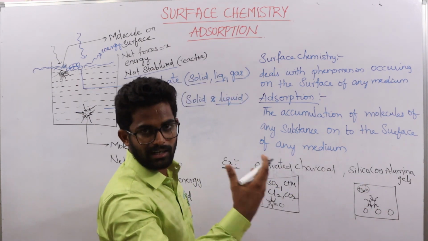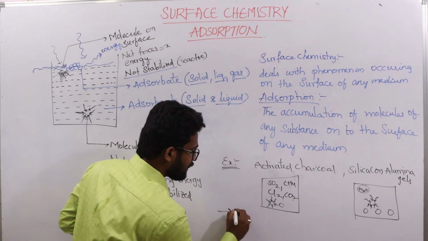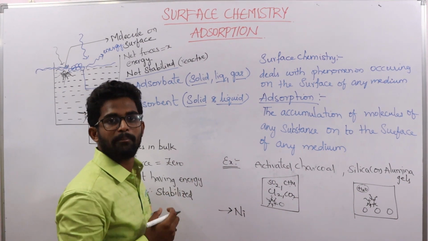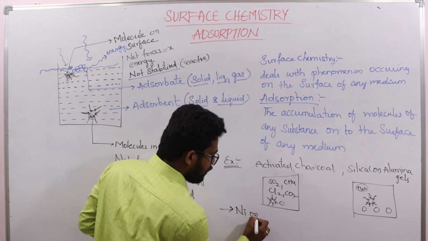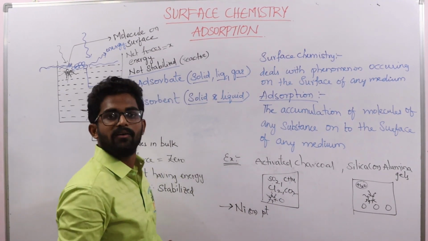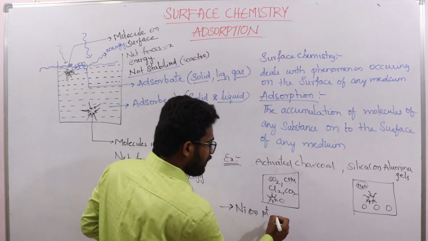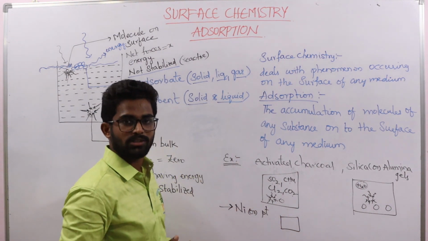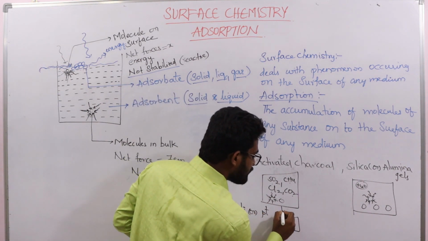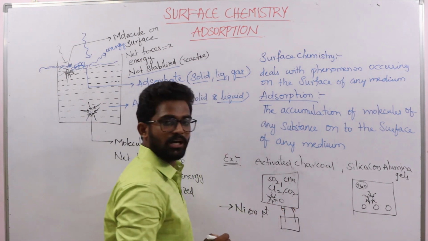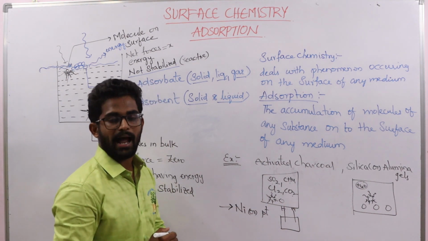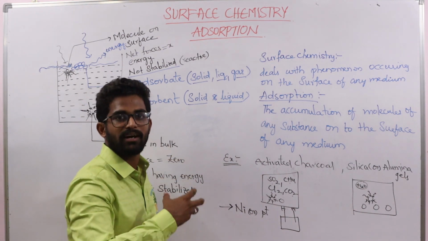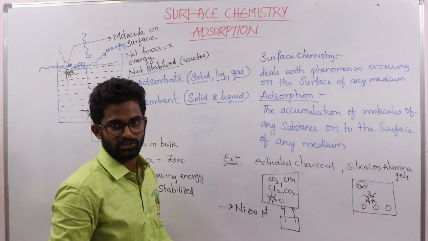Next, let us see some more examples. In the hydrogenation of oils, we use metals like nickel or platinum. Why we use these metals is because the hydrogen gets absorbed onto the nickel and platinum, such that it can be easily available for the oil molecules to get hydrogenated.